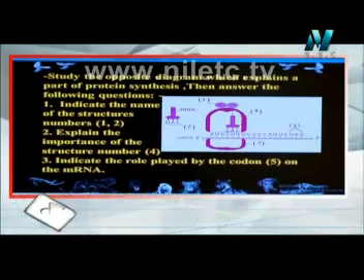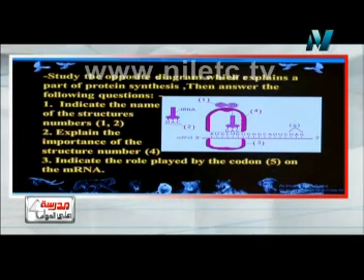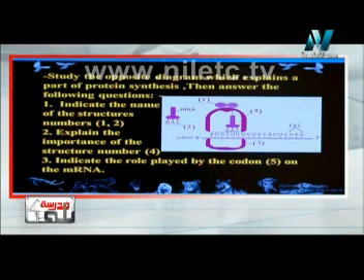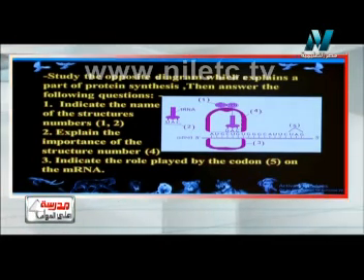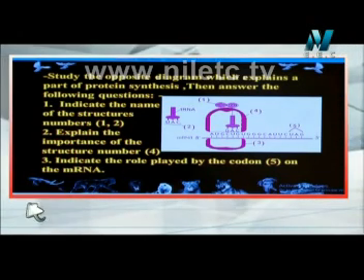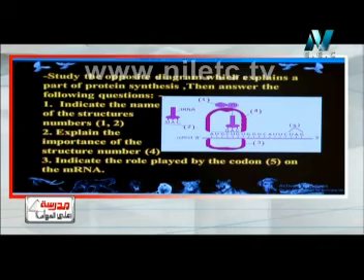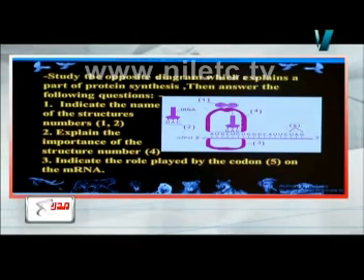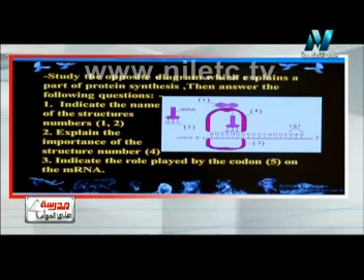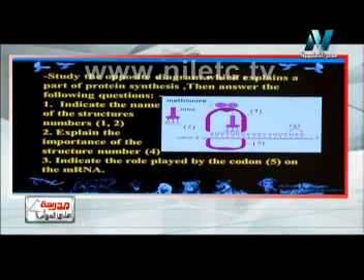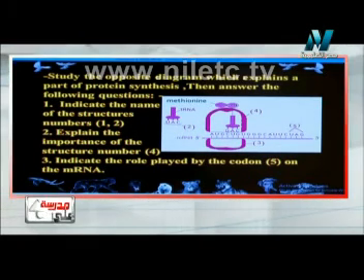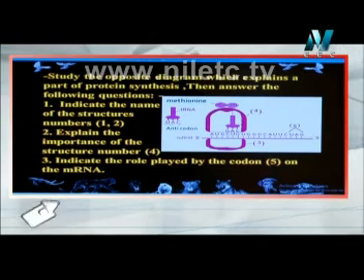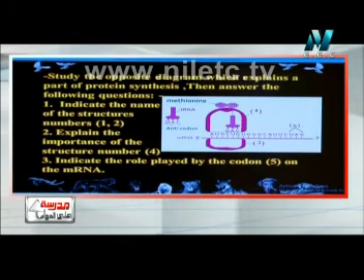The next question. Study the opposite diagram which explains a part of the protein synthesis. Then answer the following questions. Number A, indicate the names of the structures numbers 1 and 2. The structure number 1 is the first amino acid, which is the methionine amino acid. Number 2 is the anticodon of the tRNA, which allows the tRNA to carry the certain amino acid.